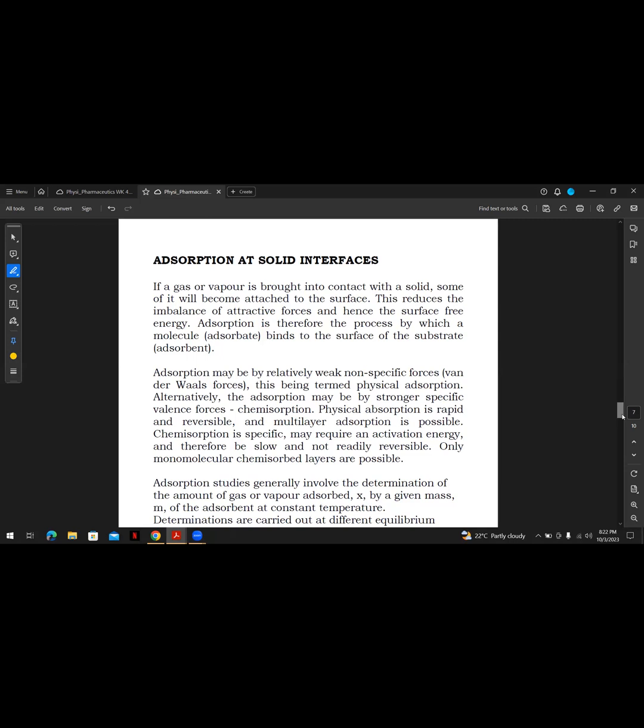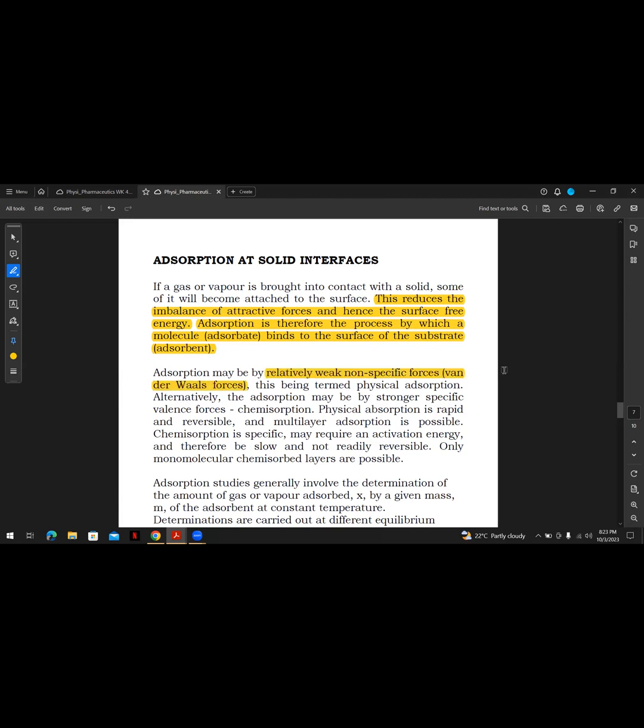If a gas or vapor is brought into contact with a solid, some of it becomes attached to the surface of the solid. This will reduce the imbalance of attractive forces and hence the surface free energy. Adsorption is the process by which a molecule binds to the surface of a substrate. The molecule that is binding is called the adsorbate, and the solid to which the molecule is binding is called the adsorbent.